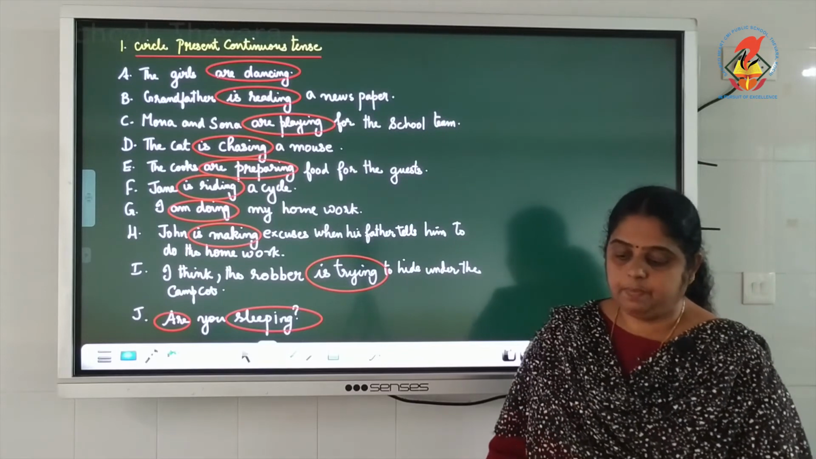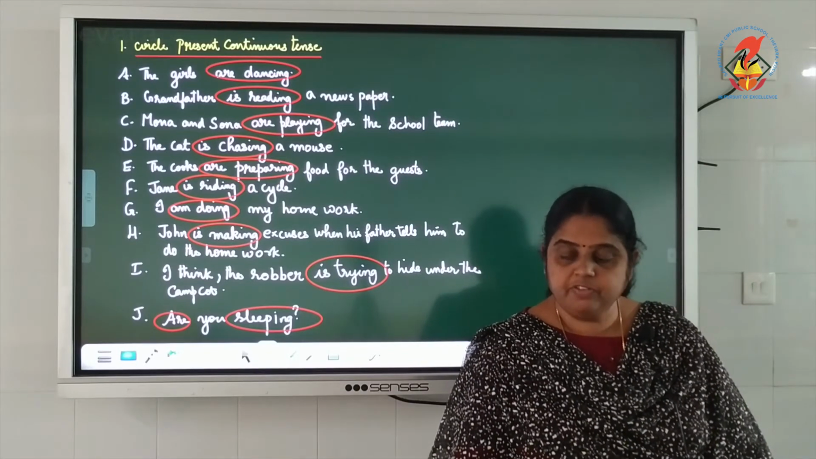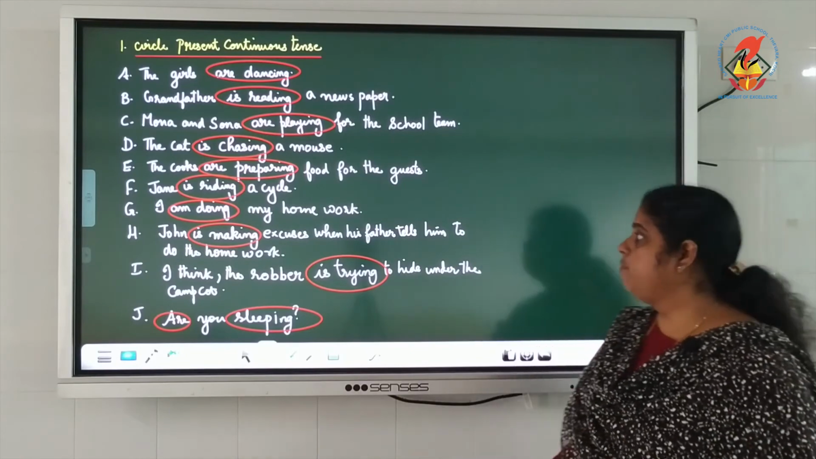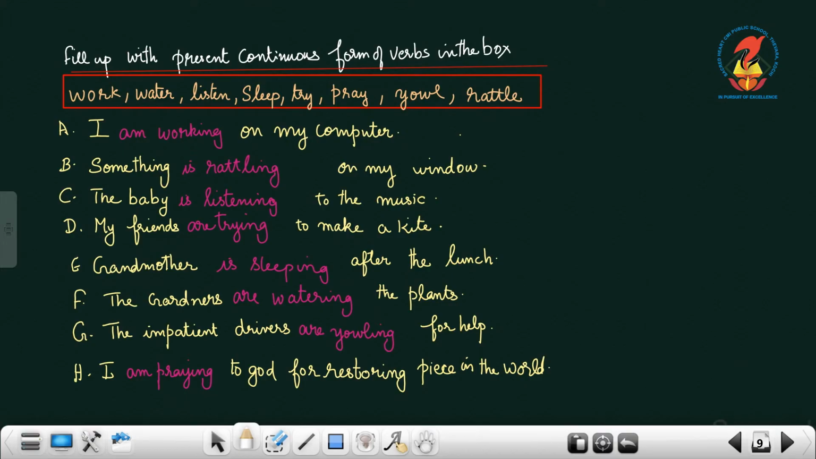Okay, then on the next page, that is page number 56, we have another exercise. In that one box is given, a box with some words: work, water, listen, sleep, try, pray, yowl and rattle. These are the verbs given in that box. You have to add ing to those words, making it working, watering, listening, sleeping. By adding ing, you can make the ing form of these verbs: trying, praying, yowling and rattling.